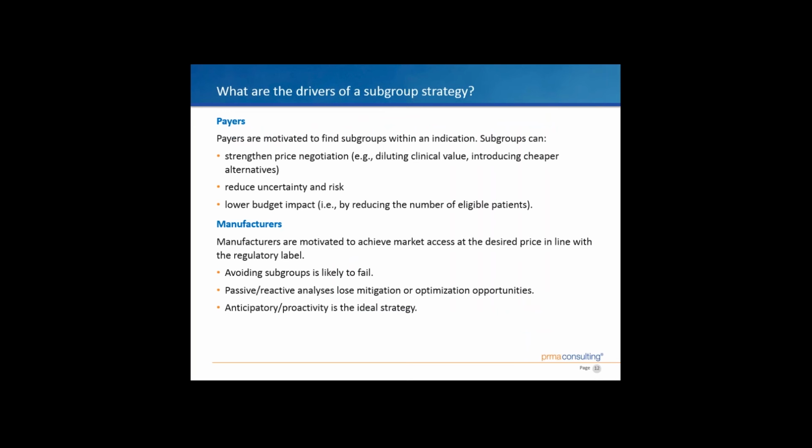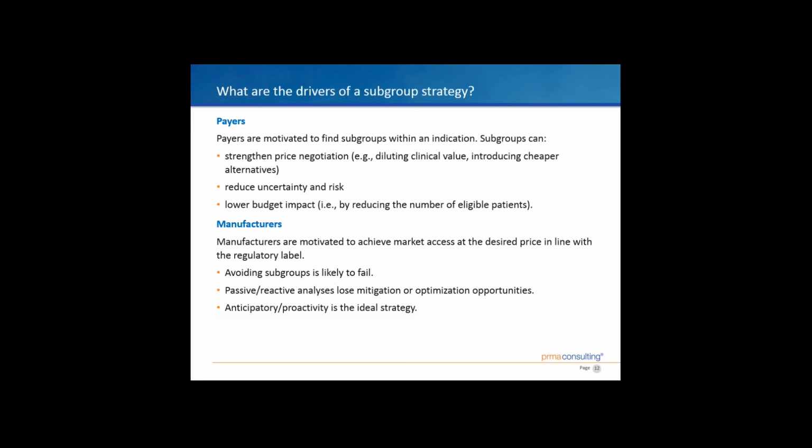So the other main driver is obviously the manufacturer. So payers are motivated to limit their cost and their budget impact. That's relatively sensible. Manufacturers are motivated to obtain market access at a desired price for the licensed indication that they want. And a reactive approach on the part of manufacturers runs the risk of what we saw in the previous slides. It runs the risk of letting the payers dictate what the subgroups are, and the rules of engagement with that subgroup, the data, and the analysis.